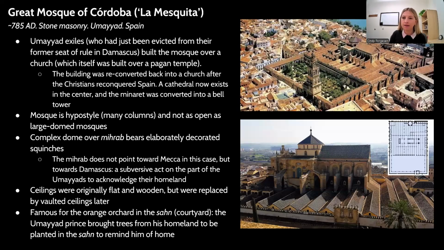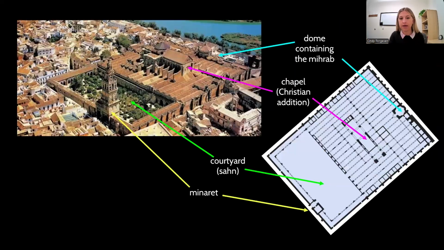And one of the things that the La Mezquita is known for is its orange trees in the sahn, which would not have originally been here. They would have been brought in to remind the Umayyad prince of his home. He really resented the fact that he was kicked out of his home, so he tried to build a place that would remind him of where he came from. Here is a diagram to show you these different parts, where things are.